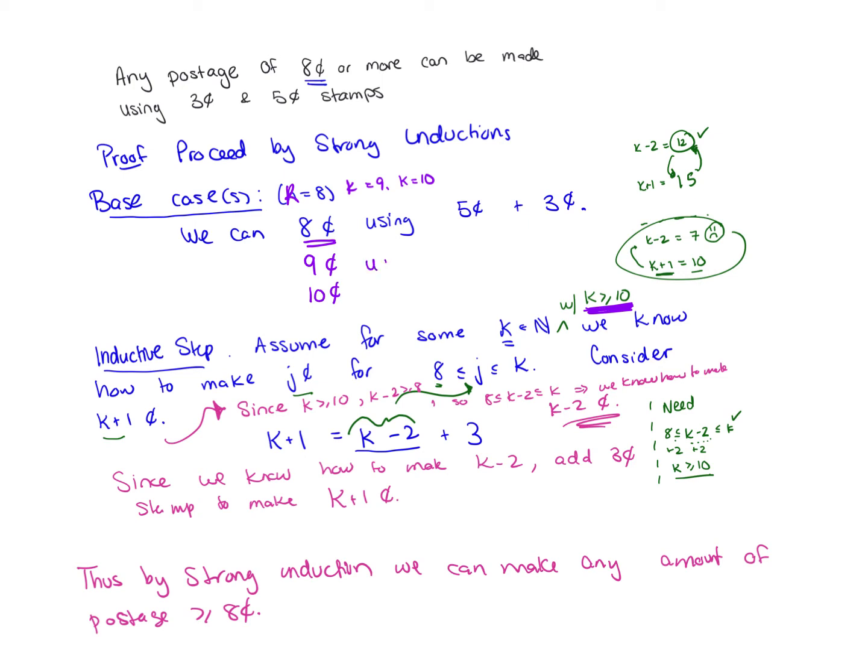So 9 cents we saw was using 3 cent, 3 cent, 3 cent. 10 was using 5 cent, 5 cent. So now I have these 3 base cases, right, which makes sense because that's kind of where we started and we added 3 cents to everything. And then my inductive step starts at k greater than or equal to 10. So once I have all of the k's from 8 to 10, then I can go up and get the ones after that. So there's definitely some weird details we have to consider here.